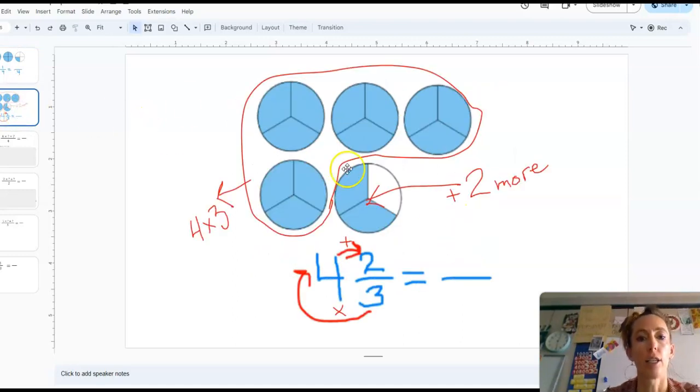Okay, let's try this one. 4 2/3. I'm trying to show them that it loops around every single time. We're working in thirds. So my thirds are always just going to stay there. But how many thirds are there if I have 4 2/3? So I don't just have 2. I have how many over here? Well, I have 4, and in each one there's 3. So that's 4 times 3. And then I have to add on my 2 more. So we kind of get into the algorithm of it.